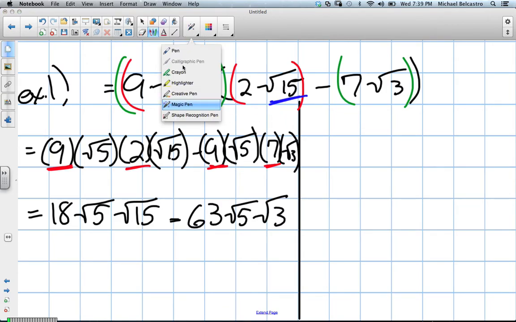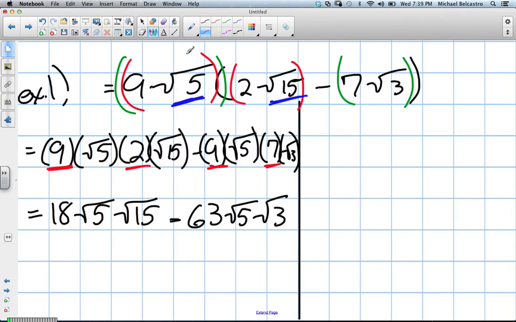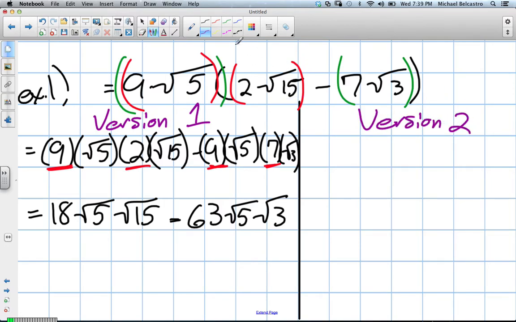Okay, so this is our version 1, we'll call this version 1, and this will be version 2. Both are correct. Okay, so what I mean by that is we're actually going to multiply our terms together. 9 times 2, what is 9 times 2 going to give us? 18. Okay, so that gives us 18. What is root 5 times root 15 going to give us?